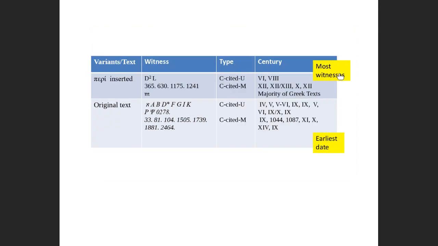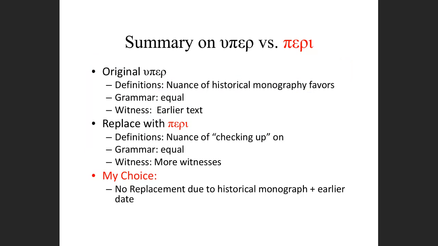So again, how do we look at this? It has the most witnesses, peri, and hyper has the earliest date. So here we have lots of witnesses versus earliest dates. How do we summarize our findings? Definition. The nuance of historical monography favors the definition of the early hyper. The grammar is equal because they're both prepositions, and on the witnesses, there are earlier witnesses for the original.